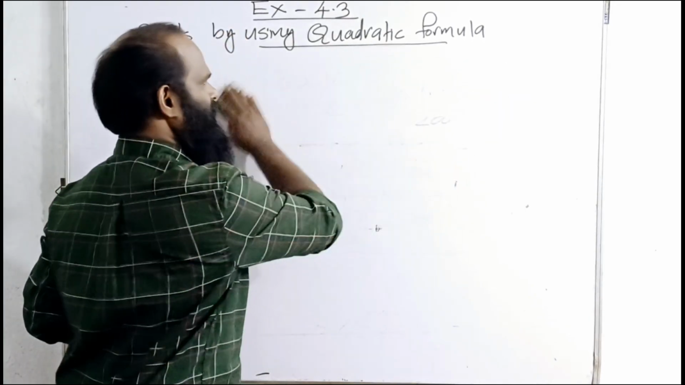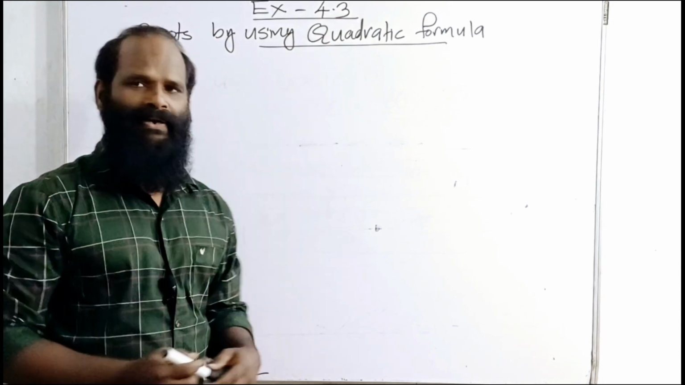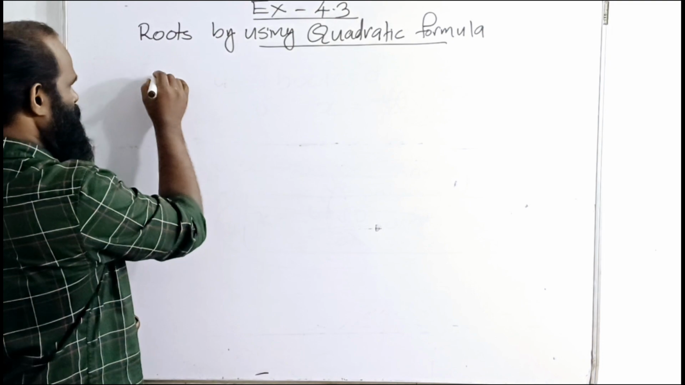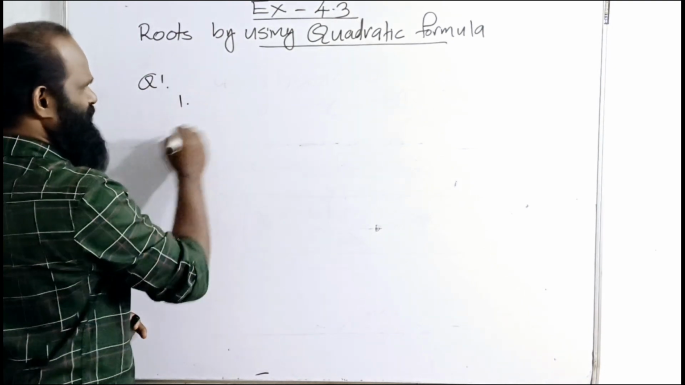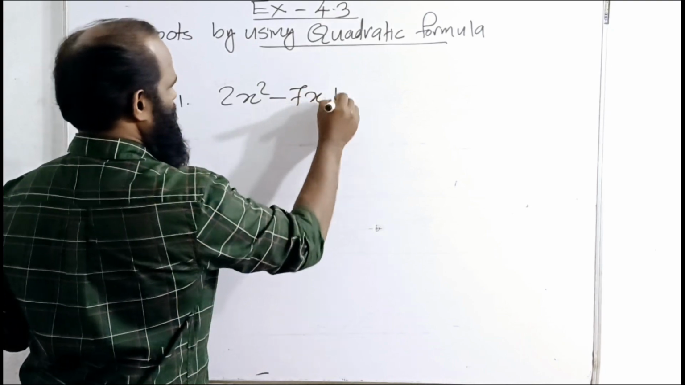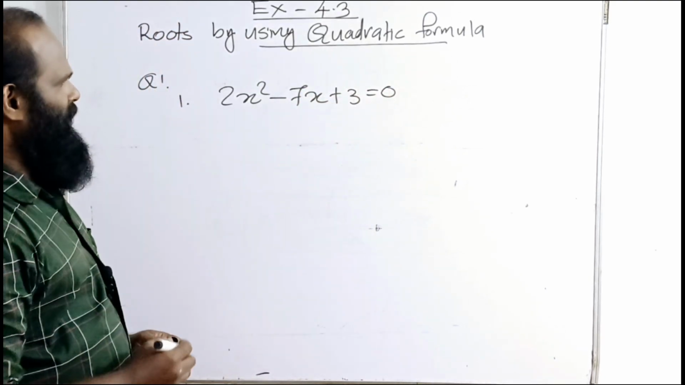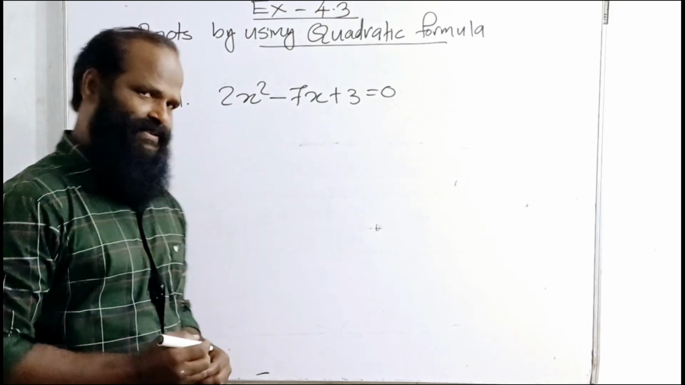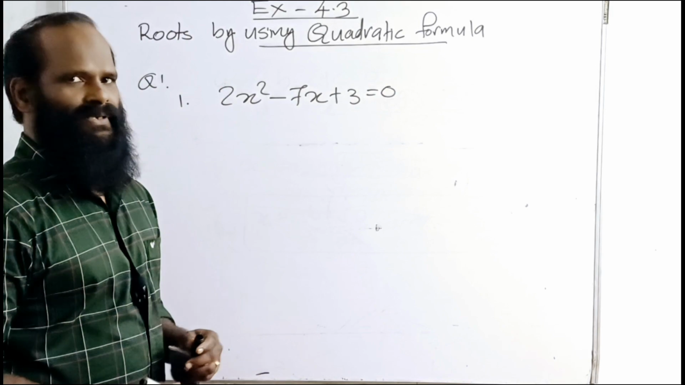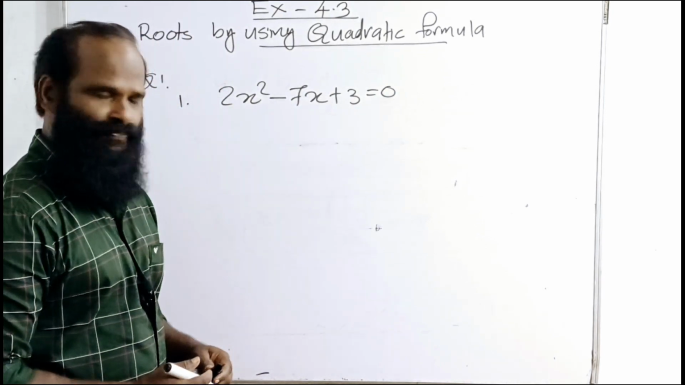Let us start with Exercise 4.3, roots by using the quadratic formula. Question number 1 is this: 2x square minus 7x plus 3 is equal to 0. Let us see how this equation is solved using the quadratic formula.